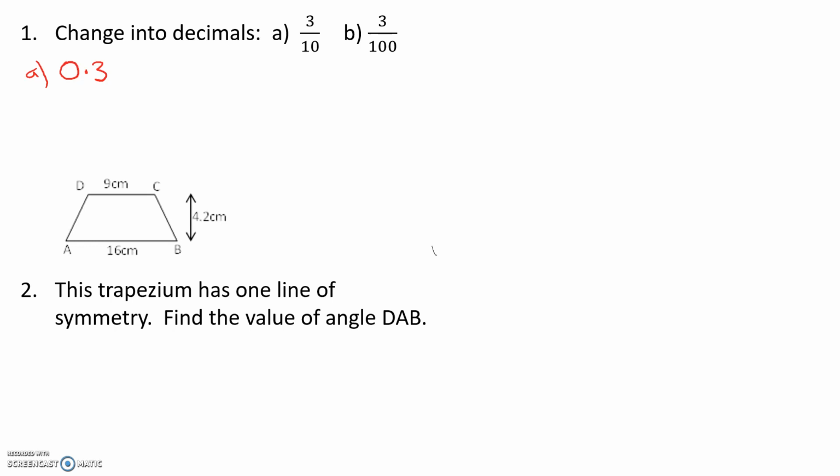It says 3 divided by 10. That line means divided by. So 3 divided by 10. How many 10s in 3? None. Carry the 3. How many 10s in 30? 3. Oh, we're done. We get 0.3.